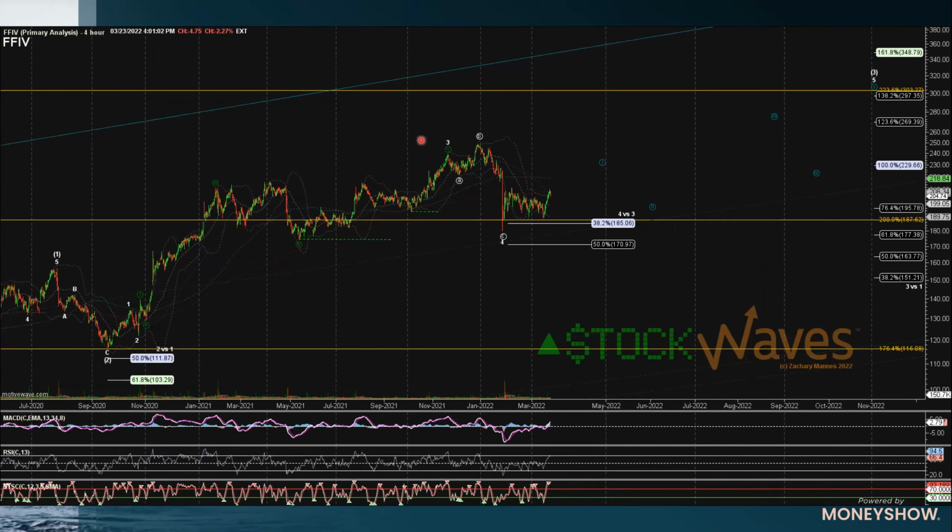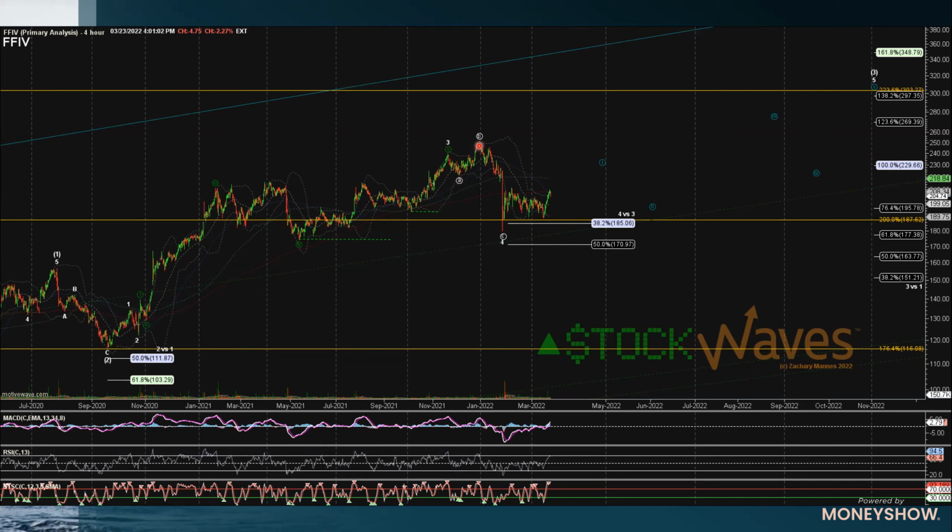FFIV had a very nicely complete third inside its larger third. And one of the things that we didn't have time to go into details of in Fibonacci Pinball is that the subwave 3 inside of a larger third will often tend to head towards the 100% extension. So when we could see 5 subwaves inside that 3 completing at that 100% into November, we knew that we should see more of a wave 4 consolidation.